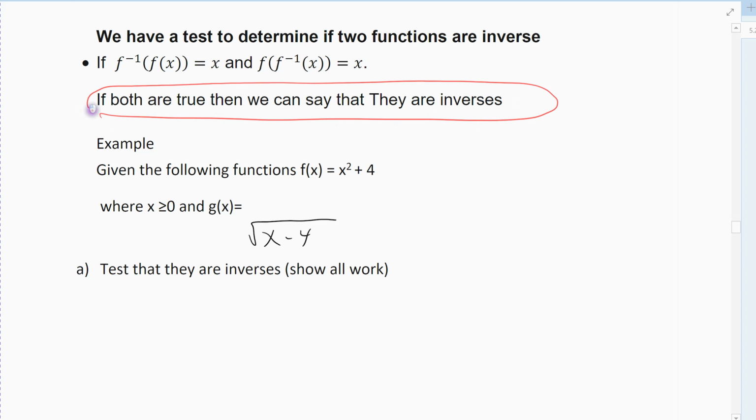So again, you have to check both ways. And so when you take one function, plug it into the other function, they should undo one another and leave you with just the x value.